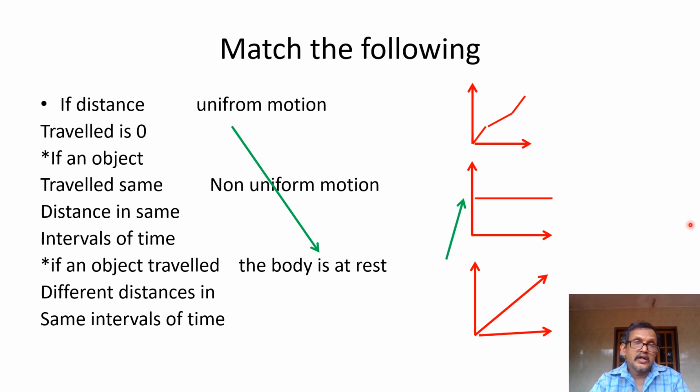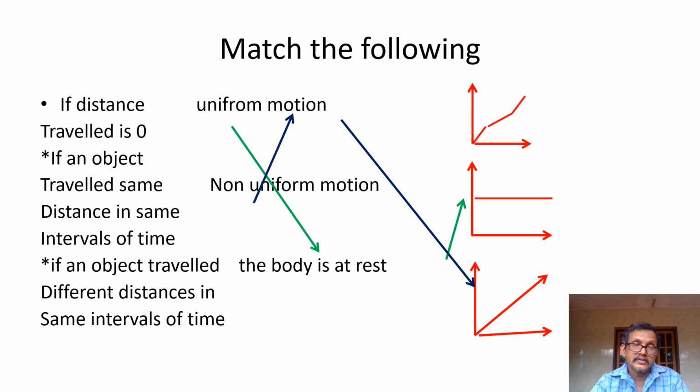Now, if an object travels the same distance in the same intervals of time, what is that called? That is nothing but uniform motion. And what is the graph? For uniform motion, you will get a straight line like this. So the graph is this.